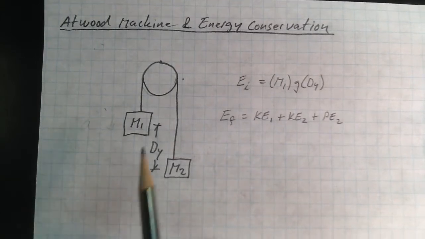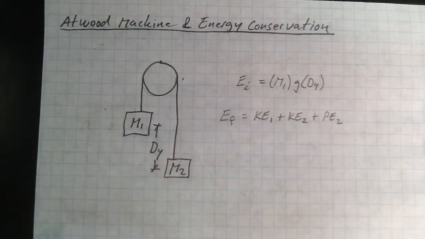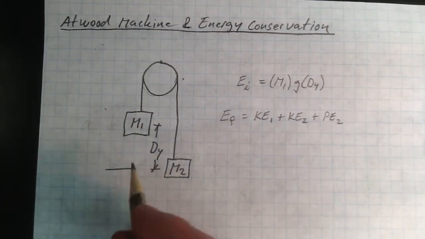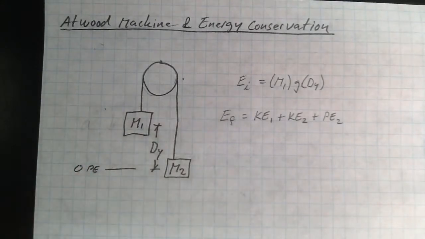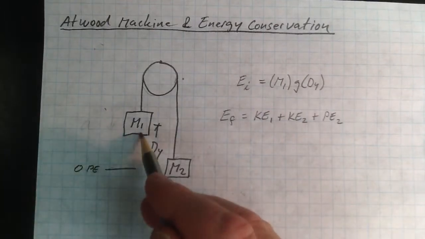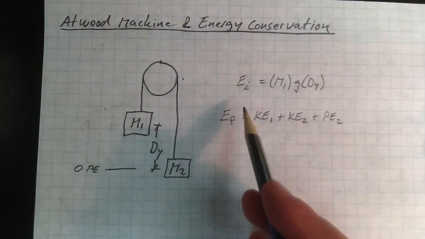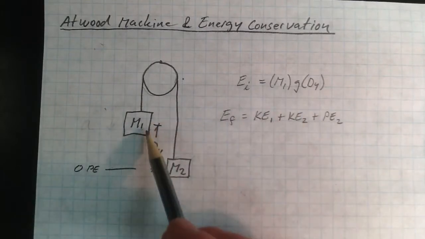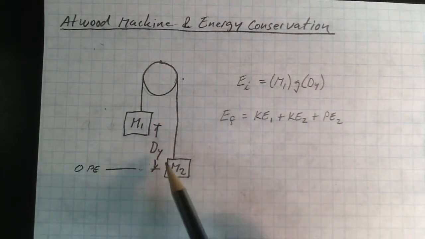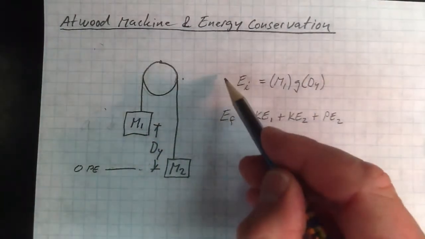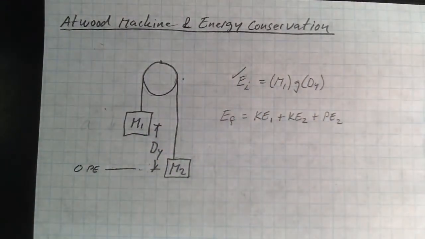All right, so this is what we're given. We're given two masses and they're separated by a certain distance. So let's call this our zero potential energy level. Right there, there's our reference point. Well, this is at rest, this is at rest, so the only energy in the system initially is just the potential energy of this mass dangling above the other mass right here. That's easily computed. That's the easy part.